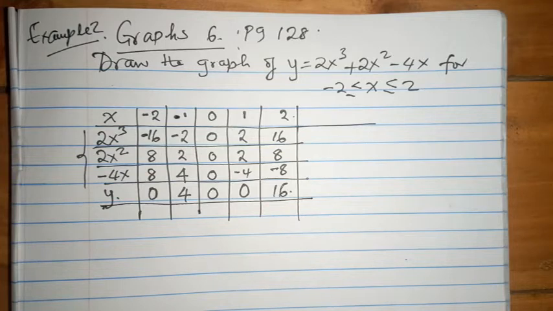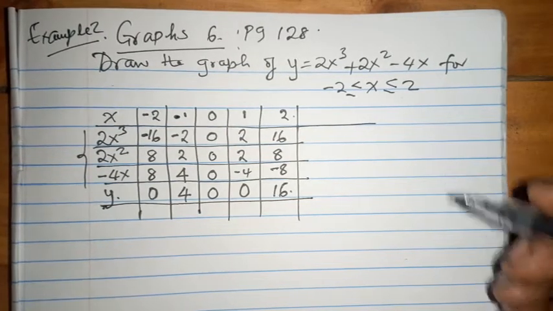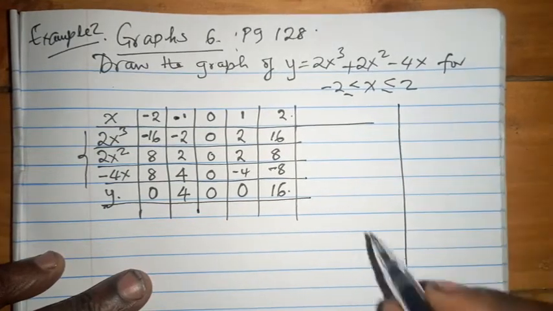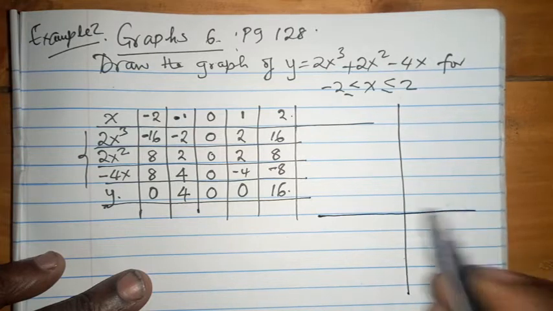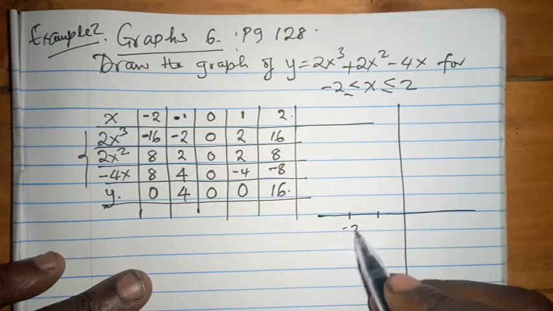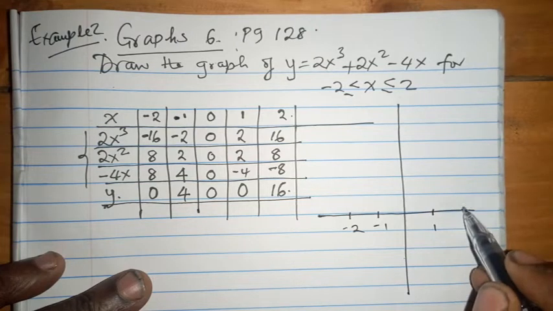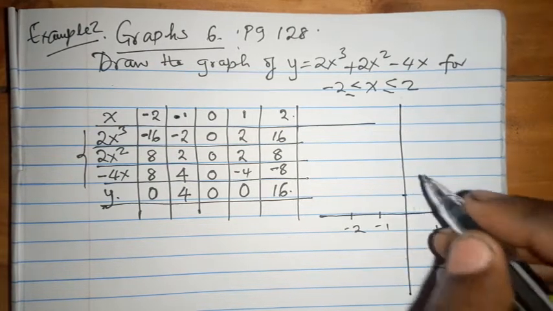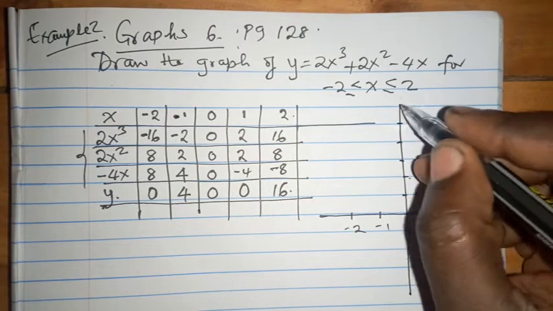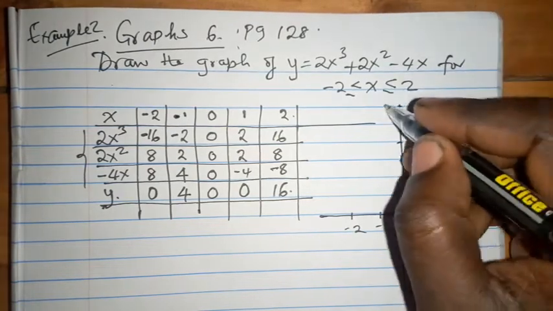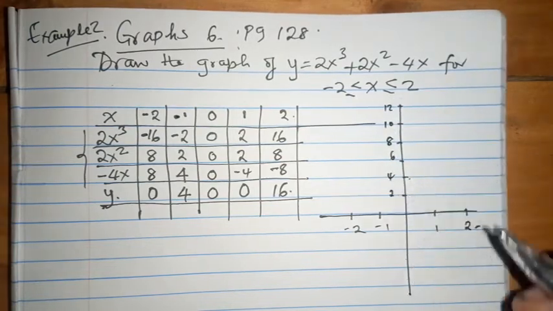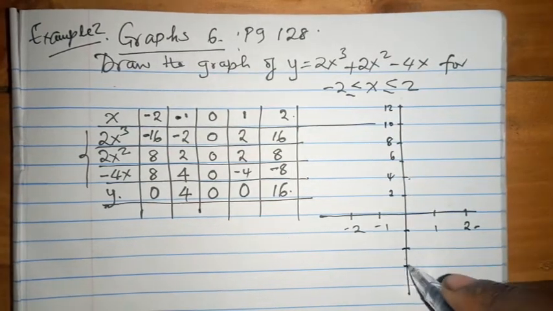And we need now to sketch this graph here. Let us just have it here, and that is minus 1, minus 2, that is 1, that is 2, and we have 2, 4, 6, 8, 10, 12, and 16. This is 12, this is 10, this is 8, 6, 4, and 2. Minus 2, minus 4, minus 6, minus 8.